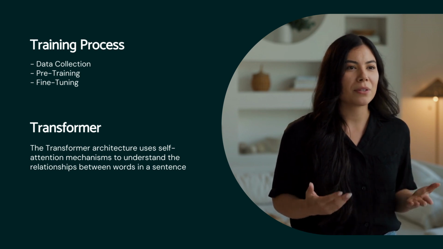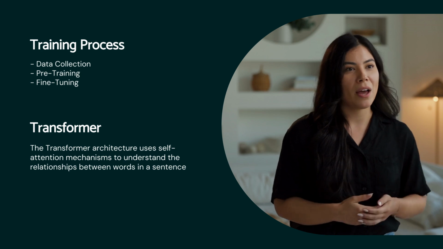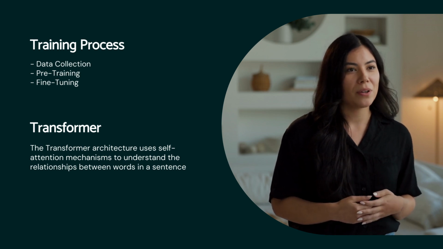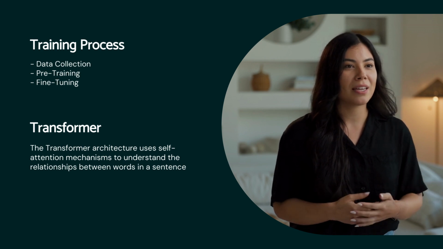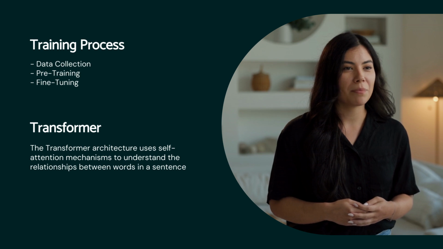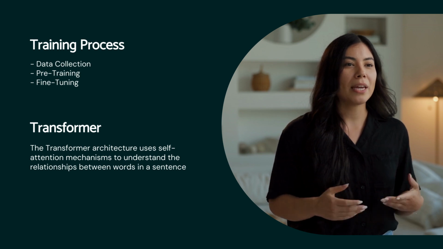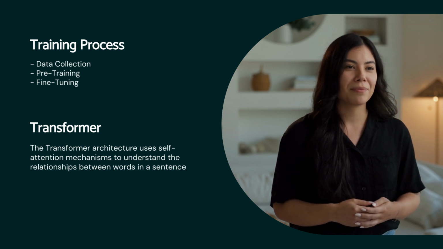Transformer architecture. The transformer architecture uses self-attention mechanisms to understand the relationships between words in a sentence. This allows the model to consider the context of each word when generating or analyzing text. It processes input text in parallel, unlike older models like RNNs, making it faster and more efficient.